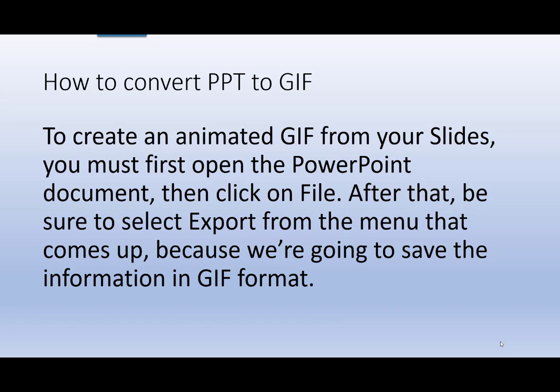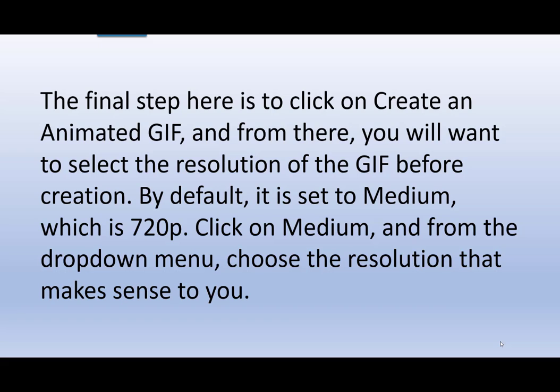So how do we convert a PowerPoint or a PPT or PPTX to a GIF? To create an animated GIF from your slides, you first must open the PowerPoint document, then click on File. After that, be sure to select Export from the menu that comes up, because we're going to save the information in GIF format. The final step here is to click on Create an Animated GIF.